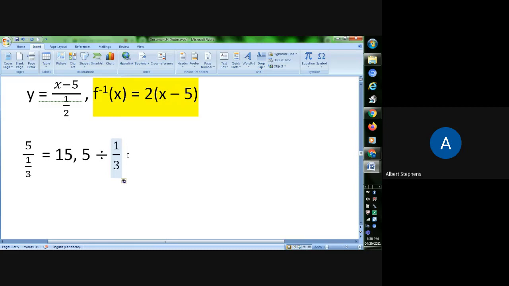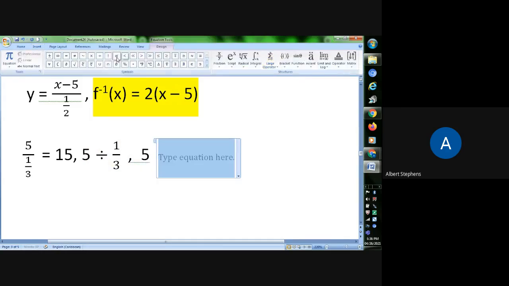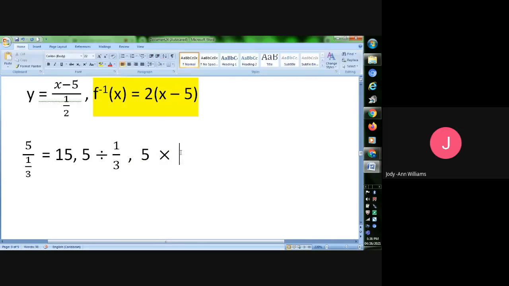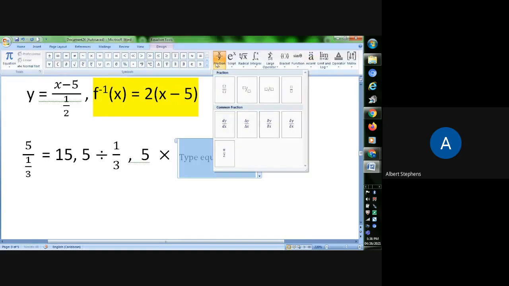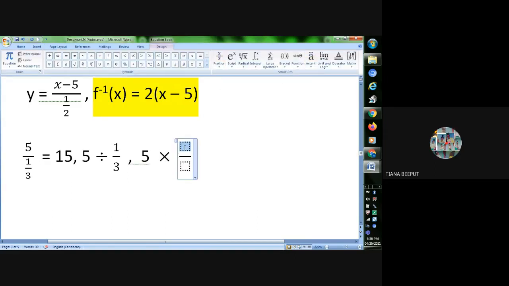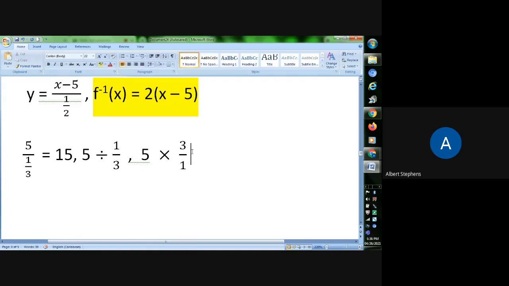And then what happens is, how do we divide fractions, class? We change the division to what? Multiplication. Right. And what we do with the 1/3? We reciprocate, right. So that becomes what? 3/1. Hence you get 15. Do you see it now?